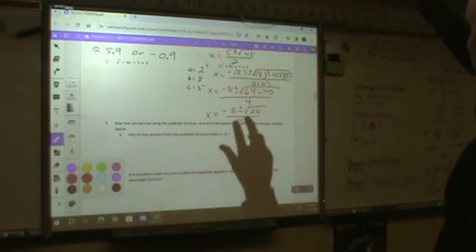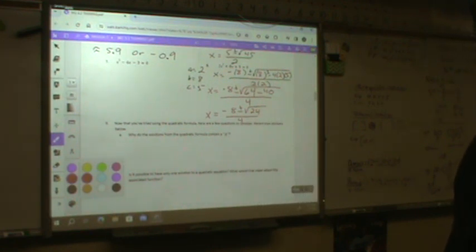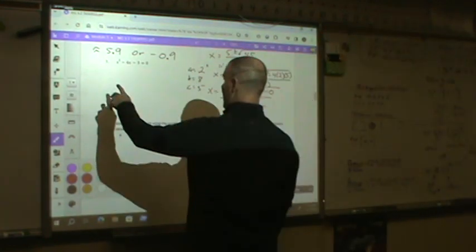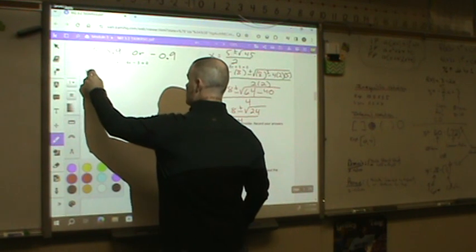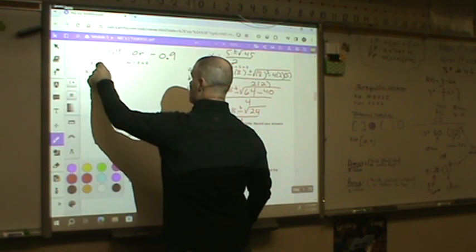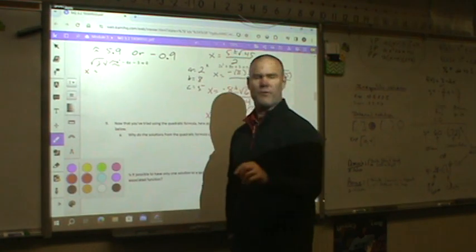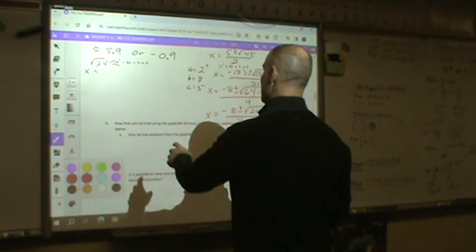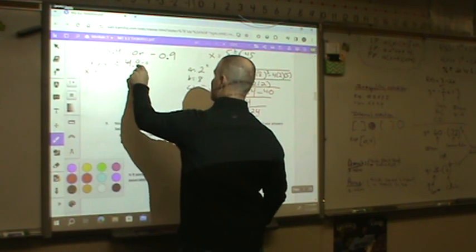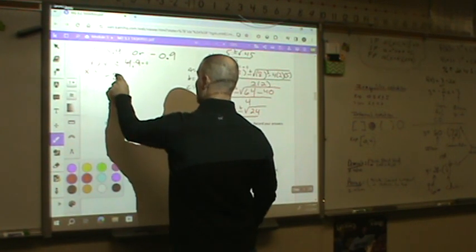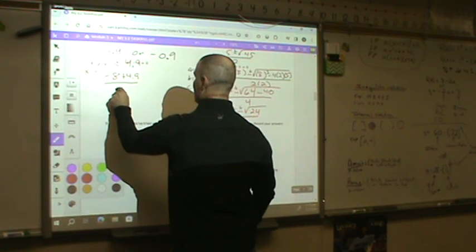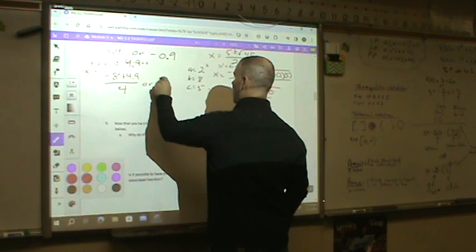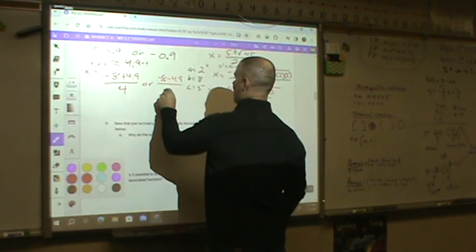Why? Because if we put it into a calculator, it's going to take all those decimal places. We're not going to do that. When we estimate, we don't do that. So x is going to be equal to, well, the square root of 24. Hey, the square root of 25 is 5. So for the square root of 24, I'm not even going to use my calculator. I'm going to say that is 4.9. So x is equal to minus 8 plus 4.9 divided by 4, or minus 8 minus 4.9 divided by 4.